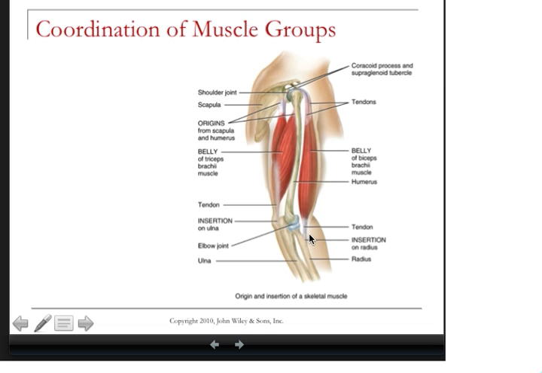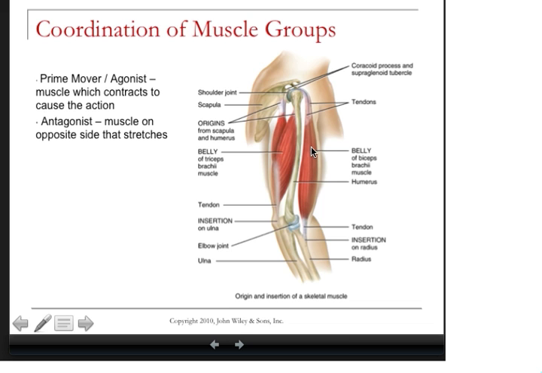So back to our picture of the biceps brachii and the triceps. The prime mover is the muscle which contracts to cause the action. So in this group of muscles, the prime mover is the biceps brachii. Now it has a helper, and that helper is actually underneath the biceps brachii. It's called the brachialis muscle, and it has a similar course. It's a deeper muscle. It's deep to the biceps, but it attaches in approximately the same places. So this is the agonist.